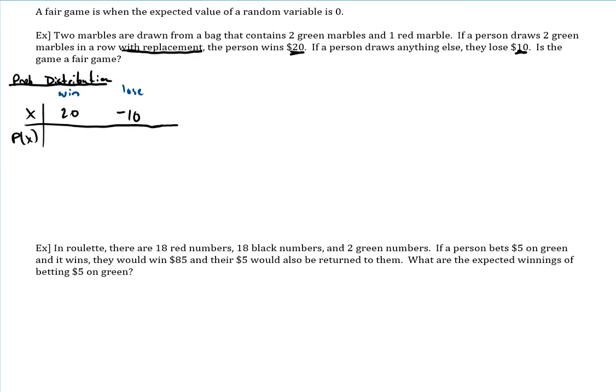2 marbles are drawn from a bag that contains 2 green marbles and 1 red marble. So we're either going to draw a green marble or a red marble. I'm doing a tree diagram because it is multiple events. We're drawing 2 marbles. So let's go ahead and set up the whole branches, and then we'll come back and get these probabilities.